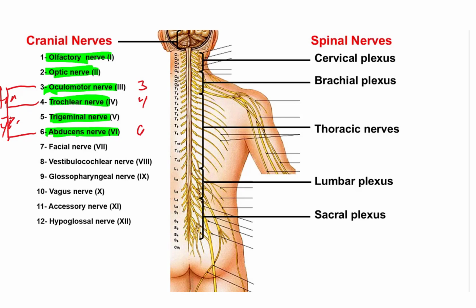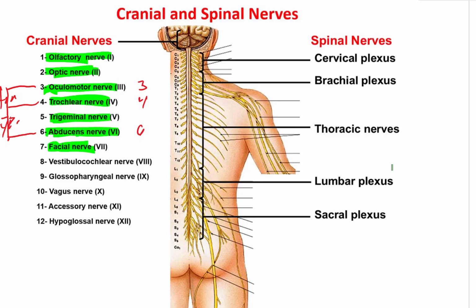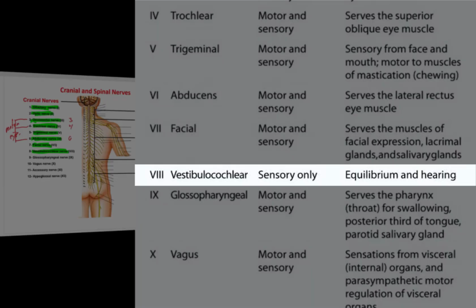Now, the next one that we have is facial nerve. Facial nerve is a little of both in your face. So most of your overall face sensation is by facial nerve. Also the main peripheral muscles of your facial expressions, right? All those movements that you do with your face, that's going to come from the 7 as well. So 7 is both sensory and motor. We also have vestibulocochlear nerve. This is vestibule and cochlea. So this is actually for hearing.